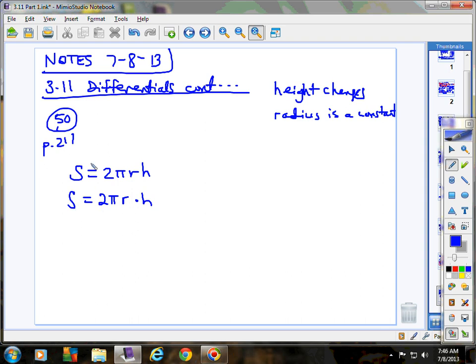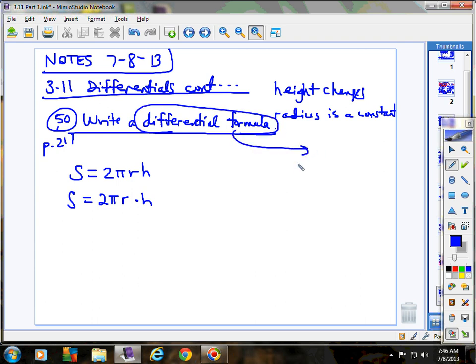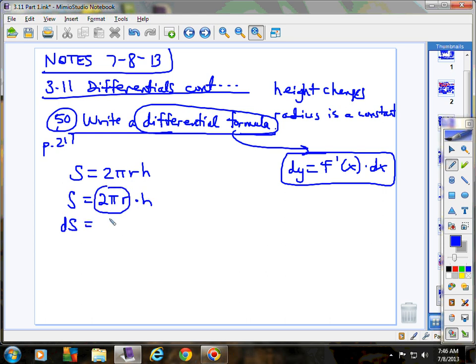Alright, so we're ready for our formula. Directions again up at the top of that section. The problem said write a differential formula. So anytime they ask for that, they're asking for dy equals f prime of x dx. So in our case, we need a ds. ds equals the derivative of this. This is a number, right? So if I had just a 7 out there, wouldn't I just ignore it? So I write 7.